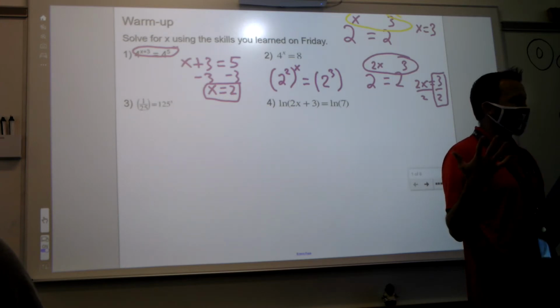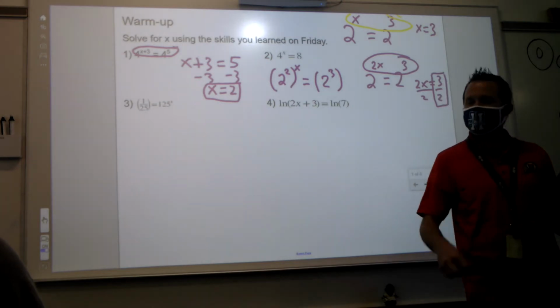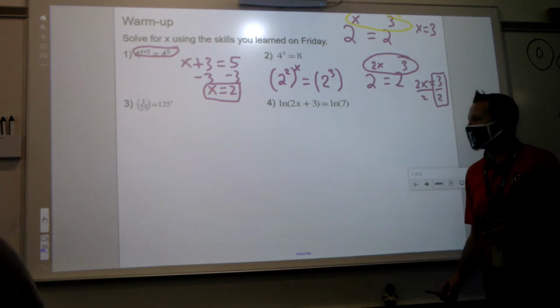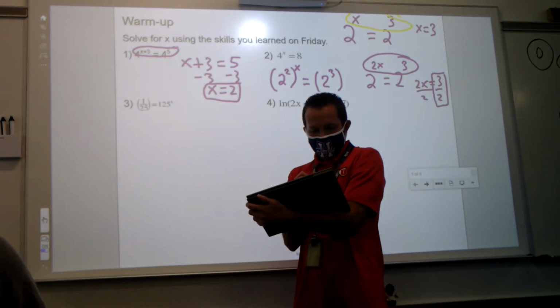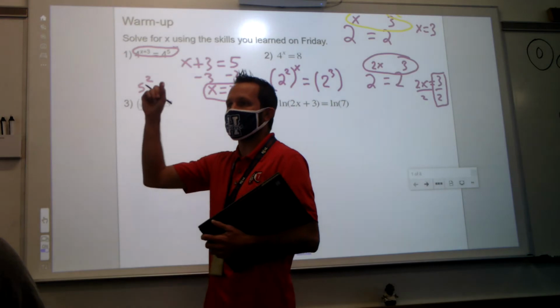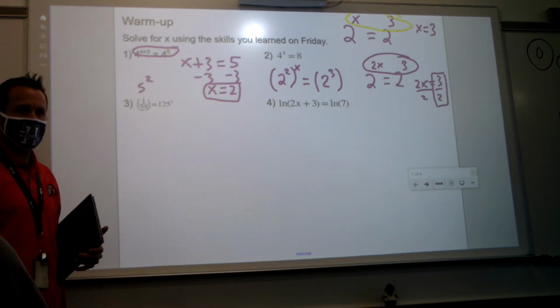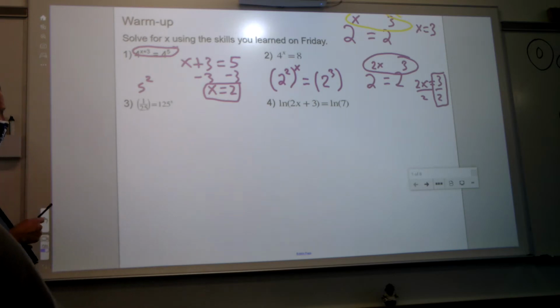125. Hey, if you have 5 quarters, what do you got? You got $1.25, right? So 5 times 5 times 5 is 125. Now, 5 squared gives me 25. So then, what power of 5 gives me 1 over 25? How do you make that a fraction? Thanks, Isaac. You do a negative.